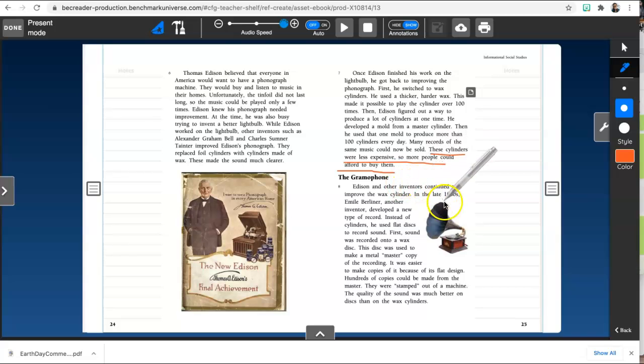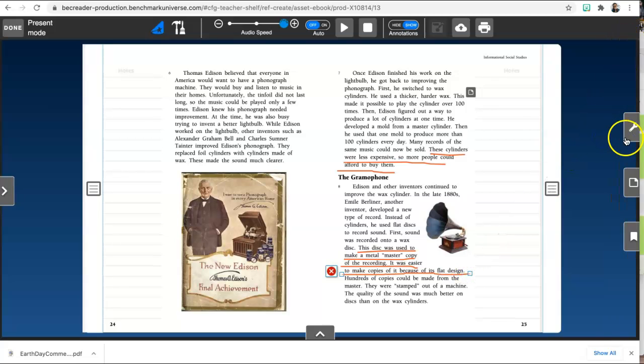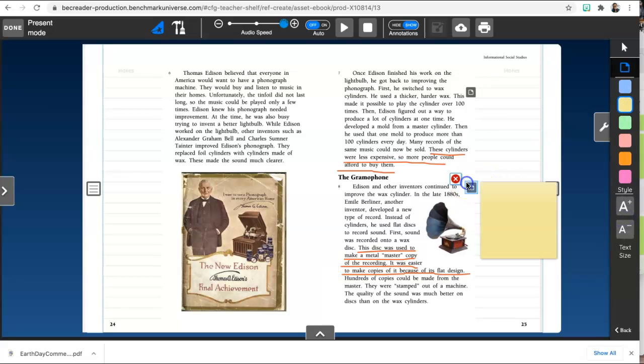On paragraph number 8, right here, it says, this disc was used to make metal master copy of the recordings. It was easier to make copies of it because it was of a flat design. So just based on that sentence, I can infer another thing about the phonograph. Because the phonograph was round, it was hard to make master copies of music.